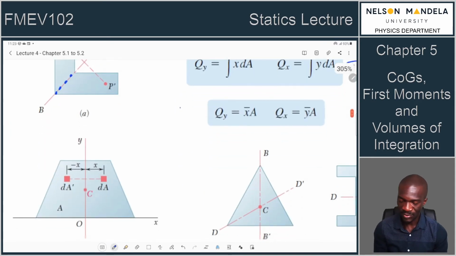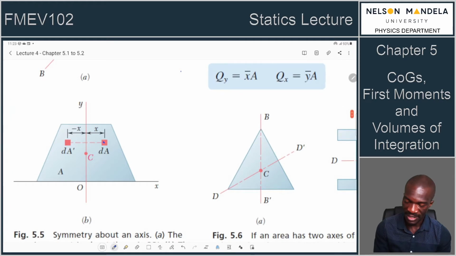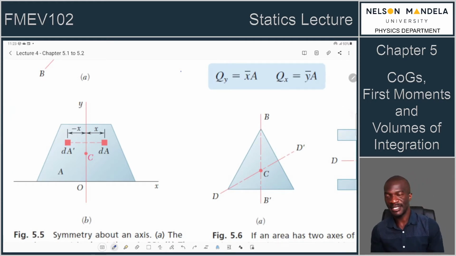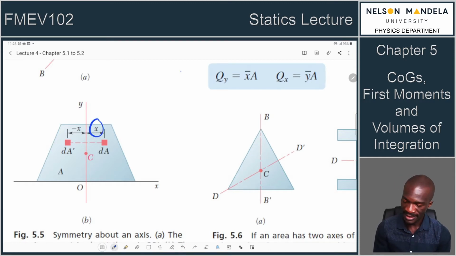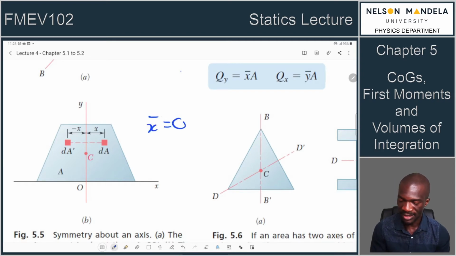The same applies with this object, 5.5b, where we have some moments due to the area element dA and moments due to area element dA prime. These are at a distance x, these are at a distance minus x, so they add up to 0. This means that our centroid is actually located at a what? At the position x is equal to 0. Our x bar is actually equal to 0.